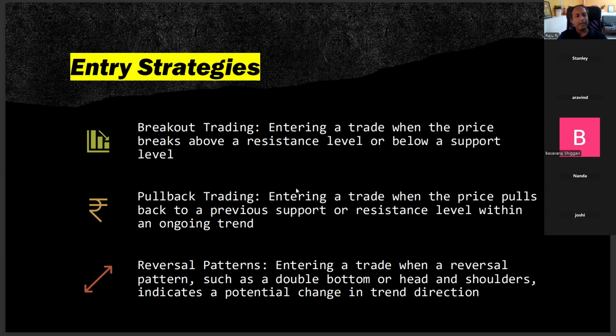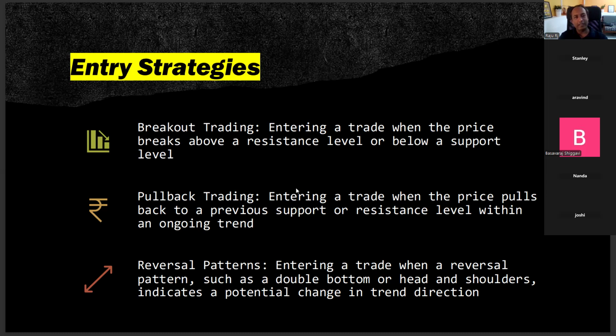And the other entry strategy would be pullback, whenever there is a double bottom. Okay, entering the trade when the price pulls back from the previous support. So I will show you how exactly you should identify the previous supports and resistance level, how to draw a trend line and support level. And the main thing is the reversal pattern.